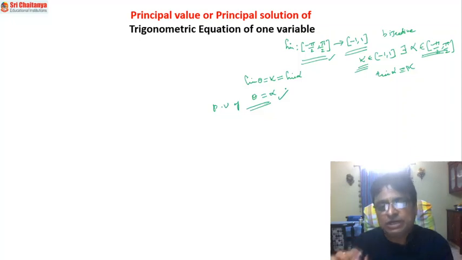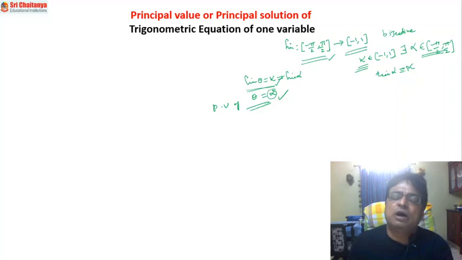See, that uniqueness, that means whenever I am talking about principal value, it should satisfy some conditions, and that should be the unique value. So, if my function is defined in this way, then in this particular domain, what value of theta is such that sin theta is equal to k, and that k belongs to the closed interval minus 1 comma 1? That unique value of theta, which is nothing but alpha, is called the principal value or principal solution.